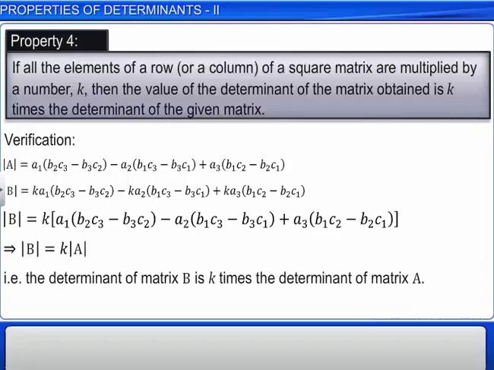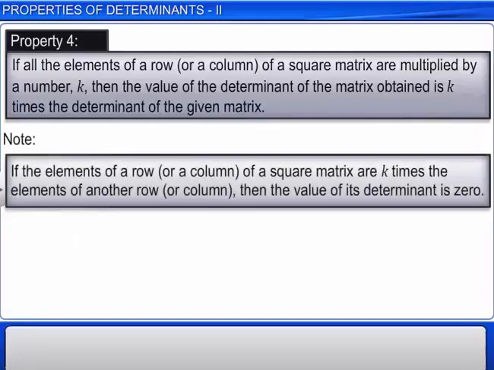This verifies the property. By this property, we can take out any common factor from any one row or any one column of a given determinant. Two results can be deduced from this property.